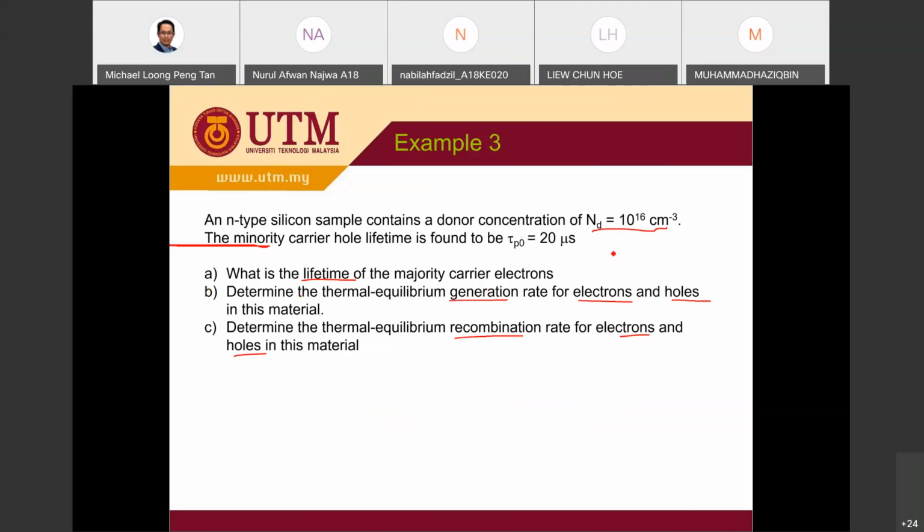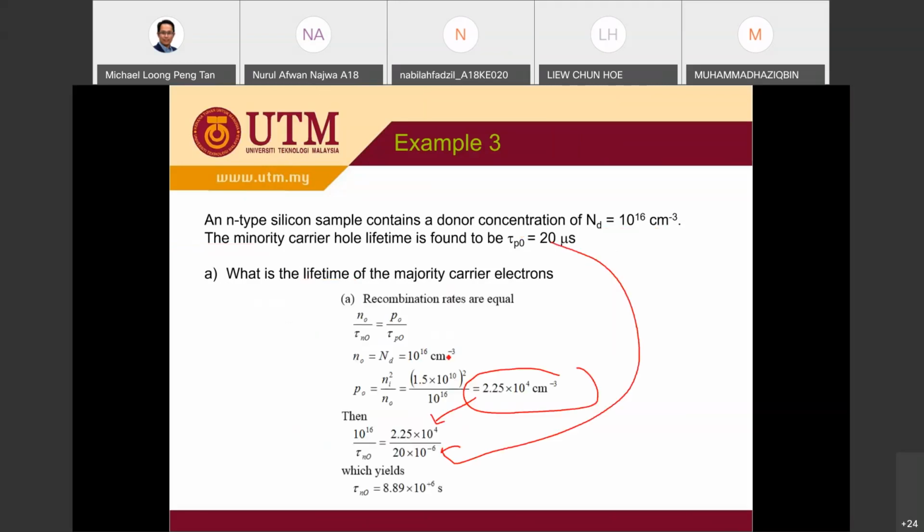So first one here, how to solve part A. For part A, the recombination rates are equal. This is similar to the equation that was shown earlier. So the ND is 10 to the power 16, correct? Then you calculate your p0, you use your ni square equation, you calculate them, and then your carrier hole lifetime is, you just put in the equation from before, you plug in everything, and then you move around, then you get your tau.